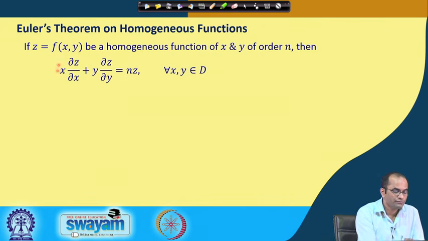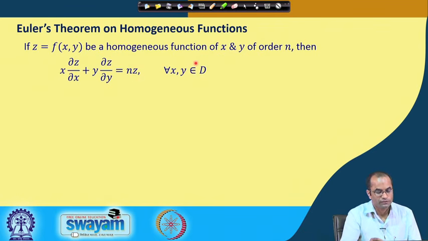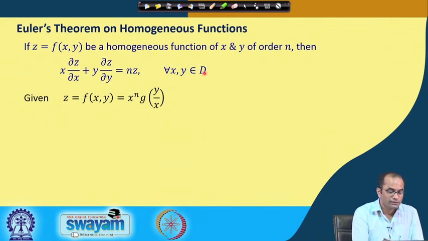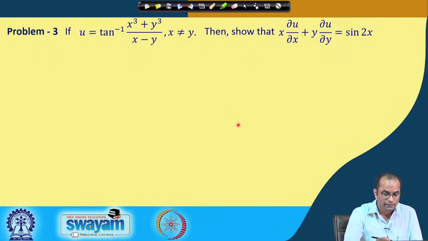So, we do not have to compute this separately. If we know that this is a homogeneous function, then x z_x plus y z_y will be simply n z, for all x, y points in the domain of the function here. So, given that z is equal to f(x, y) is a homogeneous function.